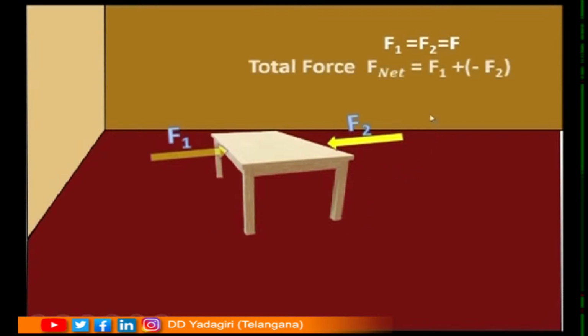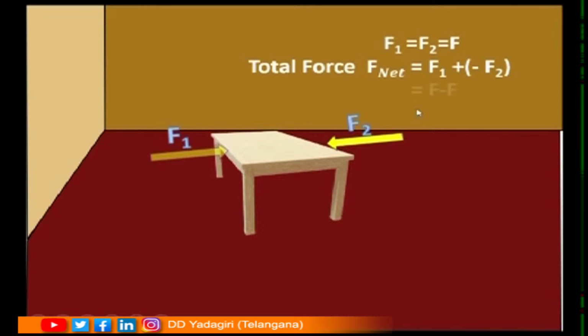So the total force on this table, say the net force F net, is equal to F1 plus F2. But why am I writing the negative symbol? Why am I taking the second force as negative? Because this force is opposite to the first force, that is F1. So that's why I took the negative symbol.